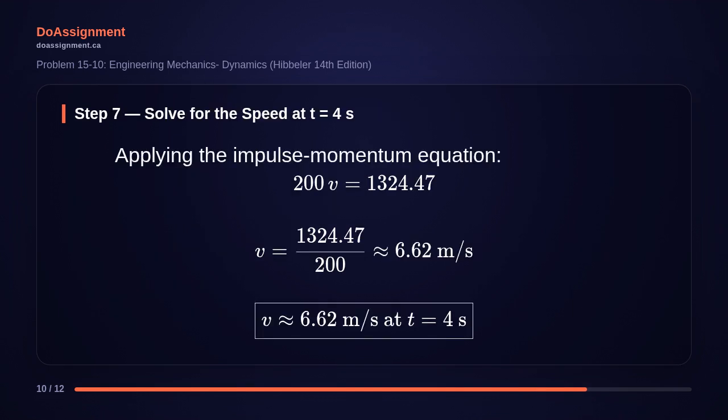Dividing the total impulse of 324.47 newton seconds by the mass of 200 kilograms gives the final speed, approximately 6.62 meters per second. This is the speed of the crate at t equals 4 seconds.